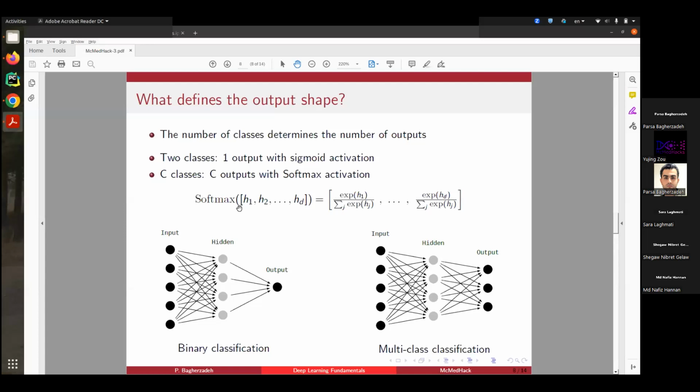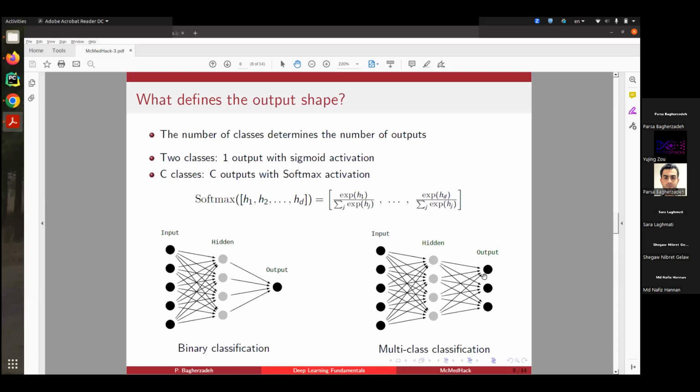We take the exponent of each of these elements, exponent of H1, H2 till HD, and we divide it by a normalization factor, and we normalize it by this factor, which is a summation of all of these values, right? So overall, each of these would be lower than 1, and the summation of all of these values would be 1. And we would choose the output that has the highest probability as the winning class.